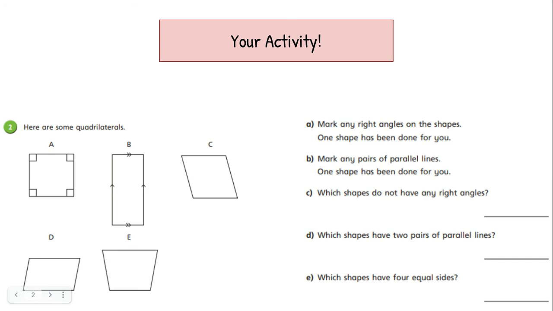Then letter C, which shape does not have any right angle? So have a look and go, which shapes don't have any, and mark those letters. And then which shapes have two pairs of parallel lines? Well, again, you have a look through and see which ones have two sets. So if you look here, for example, the top and the bottom are parallel, but these two sides are not parallel because they go off in slightly different directions.